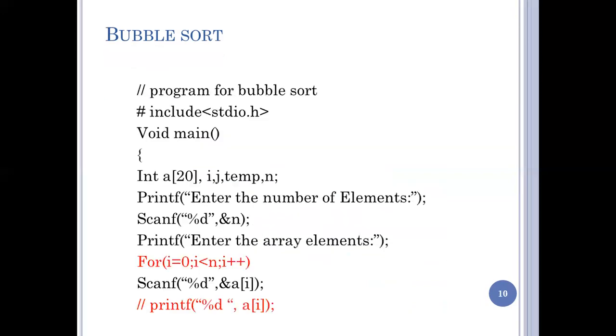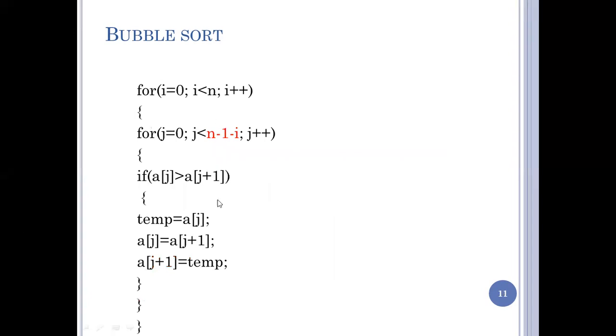Okay, so now the bubble sort code. We are going to get the number of elements n, and enter the elements into the array. So this is all your normal program for getting the input and storing it in an array. And this is your bubble sort program. For i equal to 0, i less than n, i plus plus, this is for n number of iterations. And for the inner for loop, j equal to 0, j less than n minus 1. Either you give it as n minus 1 or n minus 1 minus i, both will work.